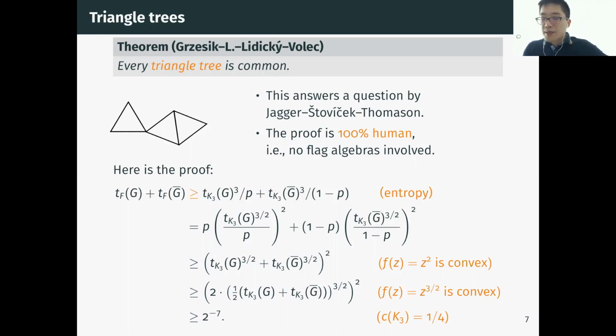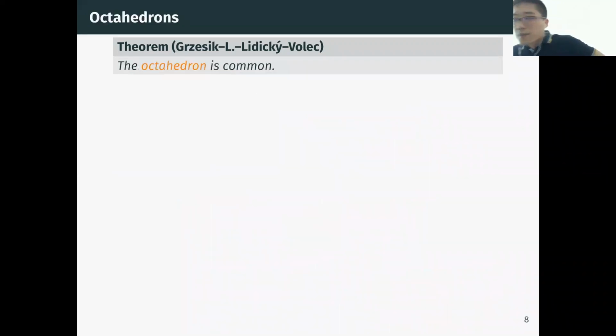So this is probably the simplest part of our theorem. And we get more and more things. For example, we prove that the octahedron, which is a complete tripartite graph, K222, is common. And the proof is, again, 100% human. So let me just give you a sketch of the proof here.